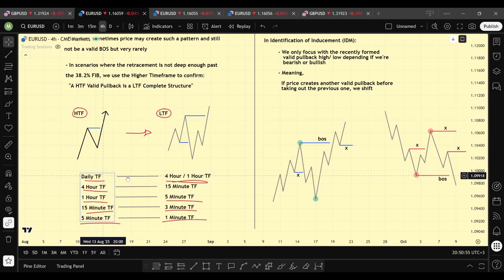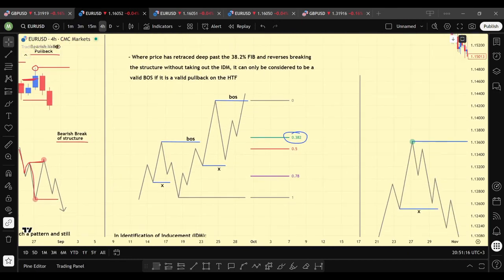Like this is the higher time frame, this is the lower time frame. So if you want the internal structure, to see more data of the internal structure on the daily time frame, you will use the 4 hour or the 1 hour. If you are in the 4 hour and you want to navigate more data, you will use the 15 minutes, and it is the same with this one here.